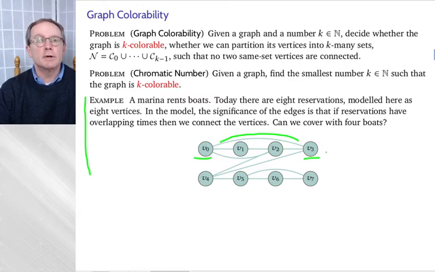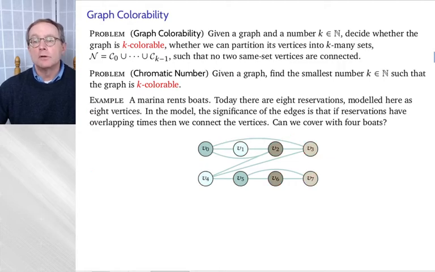So you clearly can't rent the same boat to both people. So the question is, can I cover this rental scheme with 4 boats? We want to break the reservations into 4 categories in such a way that never do you have overlapping reservations. So we're looking for a 4 coloring, 4 categories for the vertices, a 4 coloring of this graph, and of course I've drawn in a 4 coloring of the graph.